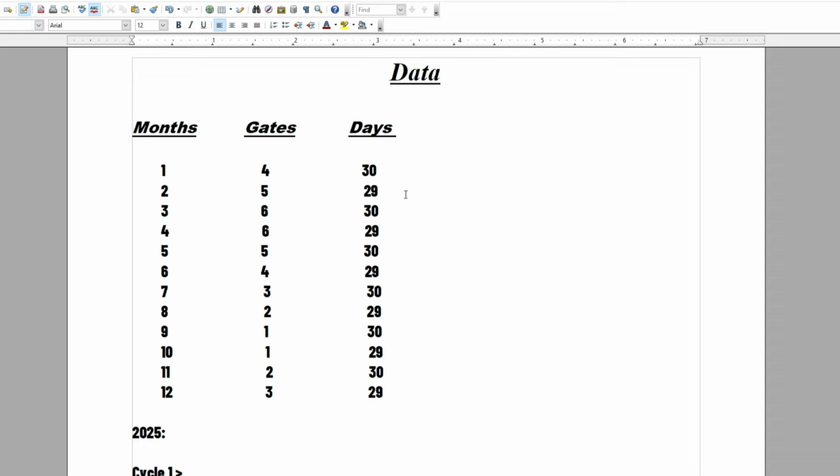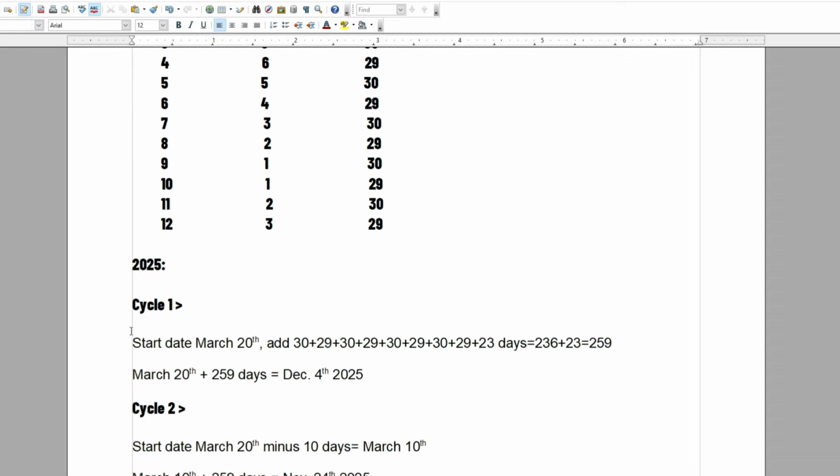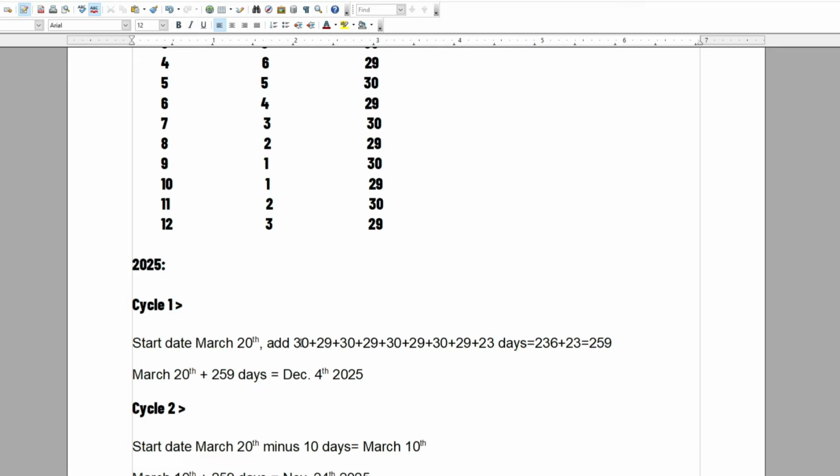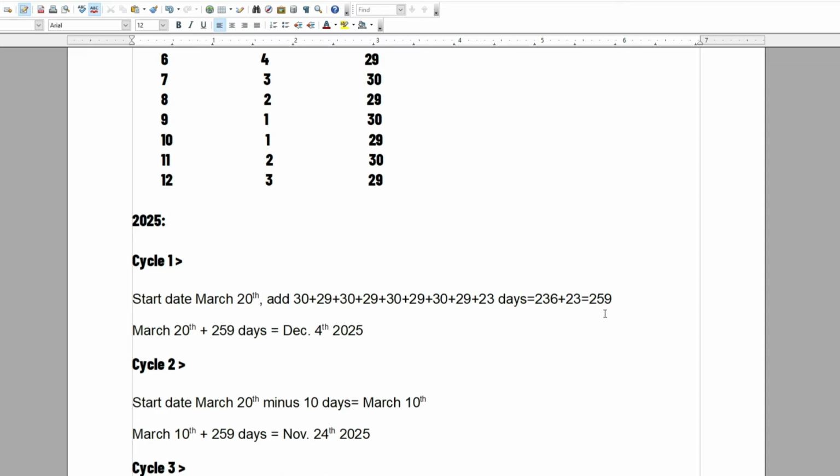So to start our calendar off for the year 2025, I had to go find the equinox date. And the start date for the equinox is the 20th. And then I simply added up 8 months, and 23 days for the 9th month and the 23rd day. For the 9th month, I added 23 days right here, and it came to 259 days. Then I went on a time zone data website that you can go to, and I took March 20th, added the 259 days, and it gave me December 4th.